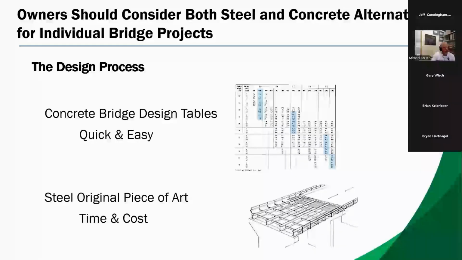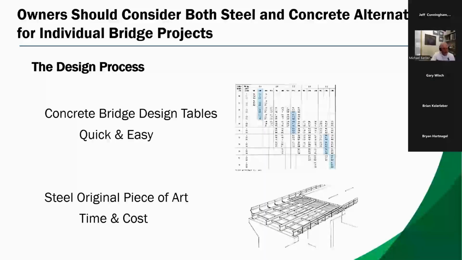So now that we know that owners should consider both steel and concrete, now we have to design them and compare them. And with concrete, that's pretty easy. They have design tables and charts and things like that. It's quick and easy. For steel, like I said, every design was an original piece of art. And that takes time and costs to come up with a design. Now, a lot of states have standard designs, but in general, it's much more difficult to design.